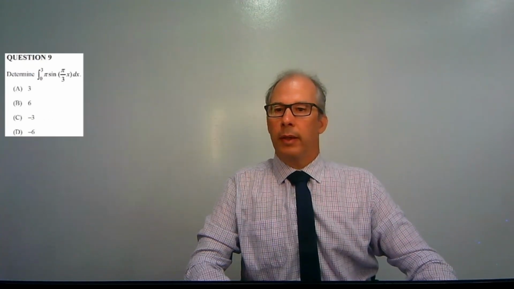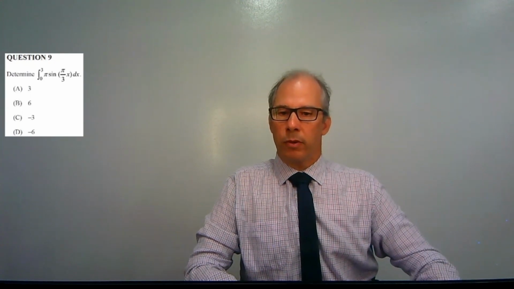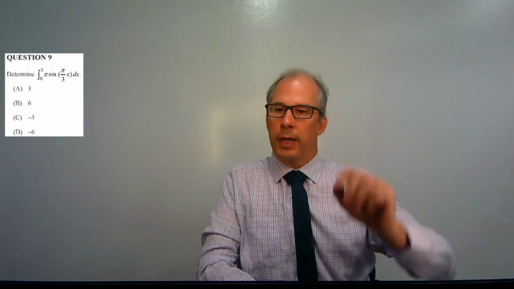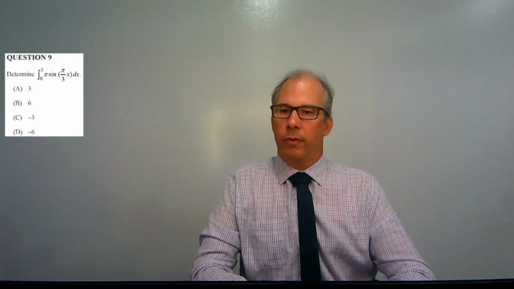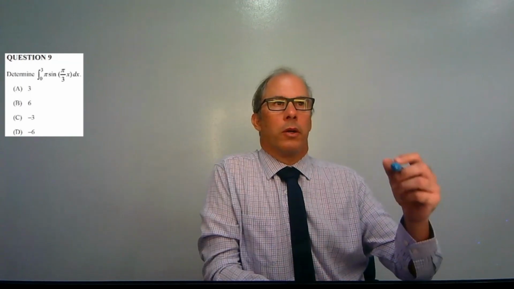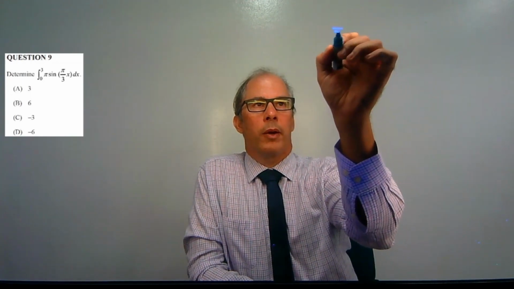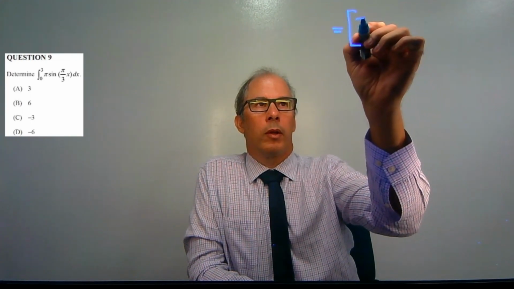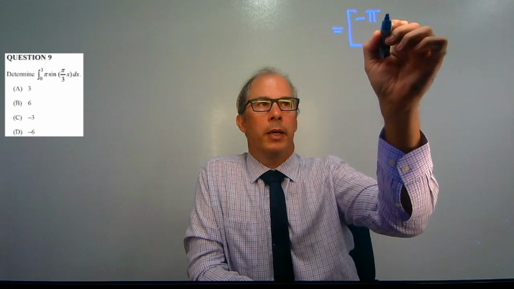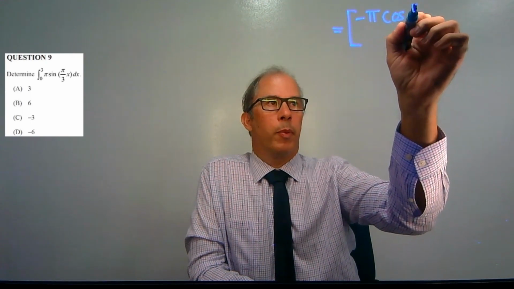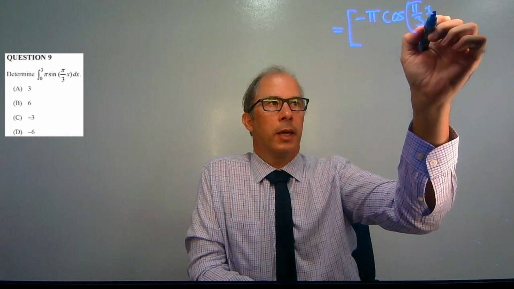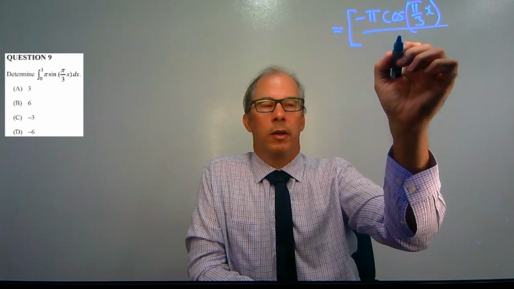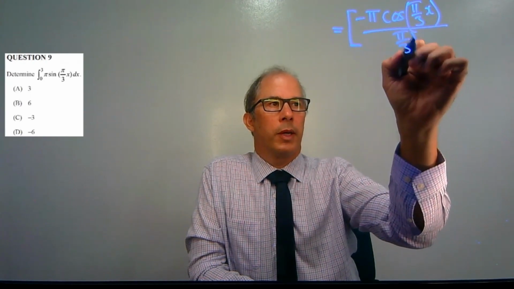Question 9 rather. Now we've got to determine the integral between 0 and 3 of pi sine of pi on 3 x dx. So let's just get straight into this one. We're going to first of all integrate. So we've got the negative pi cosine of pi over 3 x, and that's all going to be all over pi over 3.